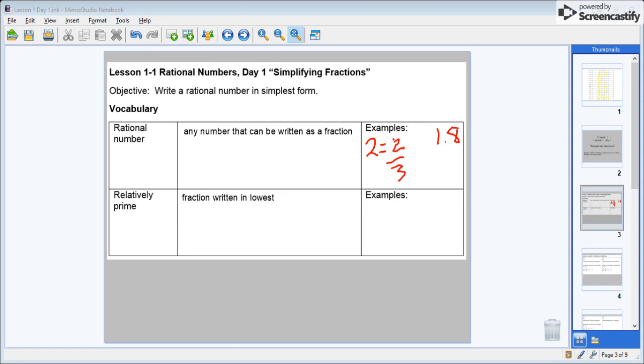So the fraction 1/2. All right, 1/2 is simplified all the way down. If I were to take a look at the fraction 4/10, this is not relatively prime because I can simplify it. I can divide both 4 and 10 by the same number. I can divide them both by 2, which gives me 2/5. So now the example 2/5 is relatively prime, but the fraction 4/10 is not. So 4/10 does not work as being relatively prime, but 2/5 does.